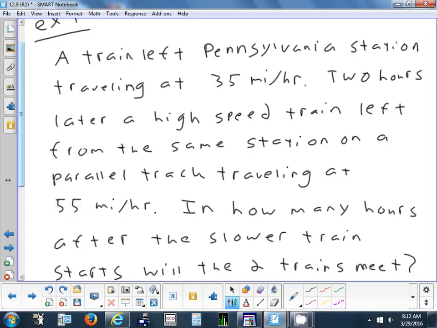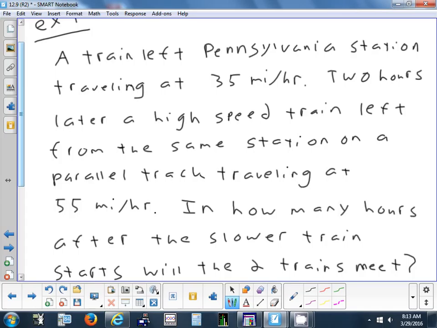Let's just read through it first and see what's happening. It says a train left Pennsylvania Station traveling 35 miles an hour. 2 hours later, a high-speed train left on a parallel track, so right next to it, going faster, 55 miles an hour. So eventually, even though the high-speed train left after, what's going to happen? They're going to pass because the slower train is slower. Yeah, they're going to catch up and pass each other eventually.